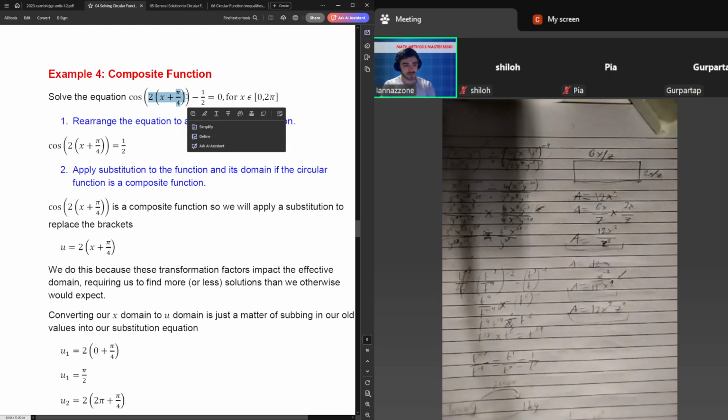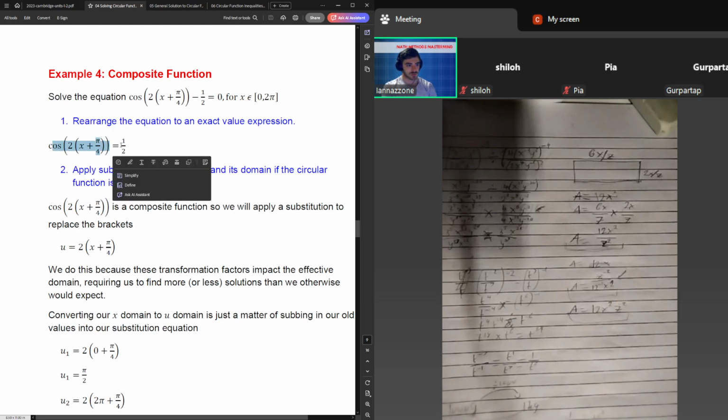You don't necessarily have to do what I'm suggesting here, but I've found that this is probably the easiest way to get introduced into circular functions, which is to just take this big mess of numbers and letters and try to make it look more like what you've already seen before. So again, first things first, you want to get the circular function on one side and an exact value on the other. That's pretty chill. Just add a half to both sides. There's the circular function. Even though it is complicated on the inside, it is still the circular function on its own, and the exact value on the other.